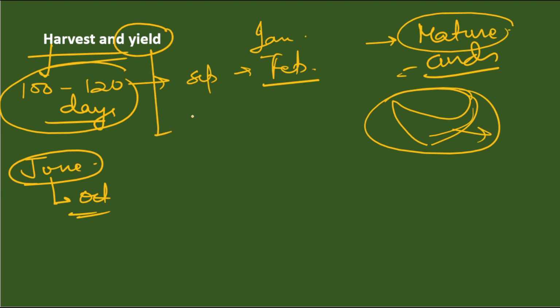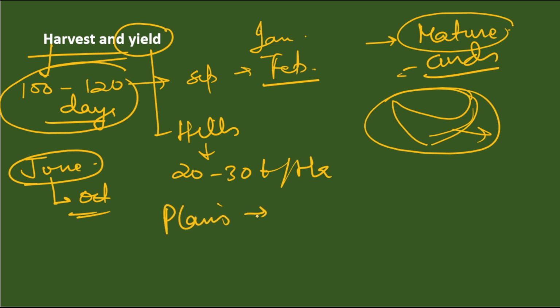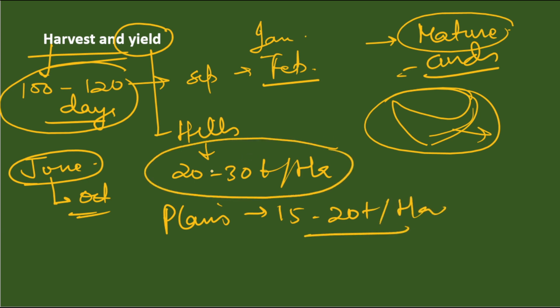Secondly, yield. When it comes to the yield of cauliflower, there are different yields for hill-grown and plains-grown crops. The cauliflowers grown on hills will give you a yield of around 20 to 30 tons per hectare, and those grown on plains will give you 15 to 20 tons per hectare. The difference is because the climate in hills is more favorable to cauliflower as compared to plains, because they need a cool and moist climate. That is why you can see the yield in hills is higher as compared to plains. So I hope you are able to understand this.